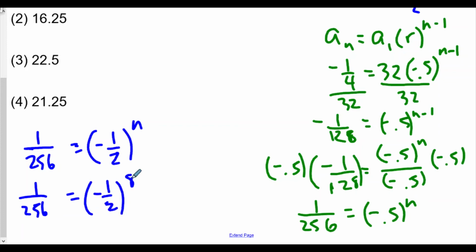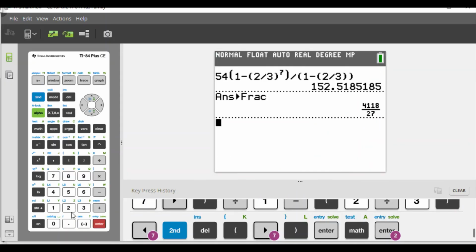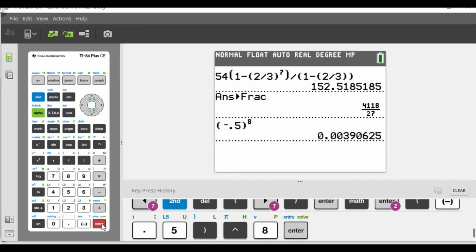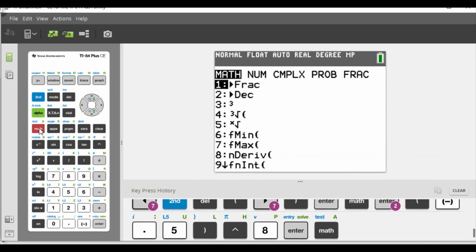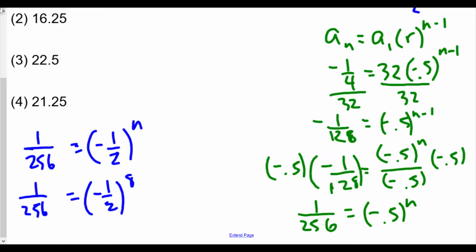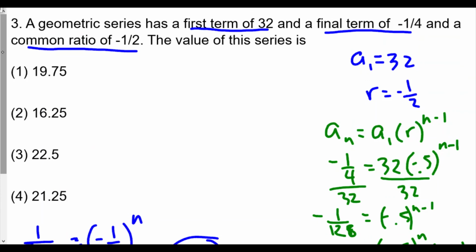Now, just to make sure, I'm going to check this on the calculator. So to a calculator, and we'll take parenthesis negative 0.5 to the eighth power. Will that give me 1 over 256? And we find in this case, well, we get this crazy decimal, but hey, it's okay. Math, enter, enter. Yes, it is the same thing. Okay, so n is equal to 8. Fantastic. So we can take this up to the very top here. And now we know n equals 8.